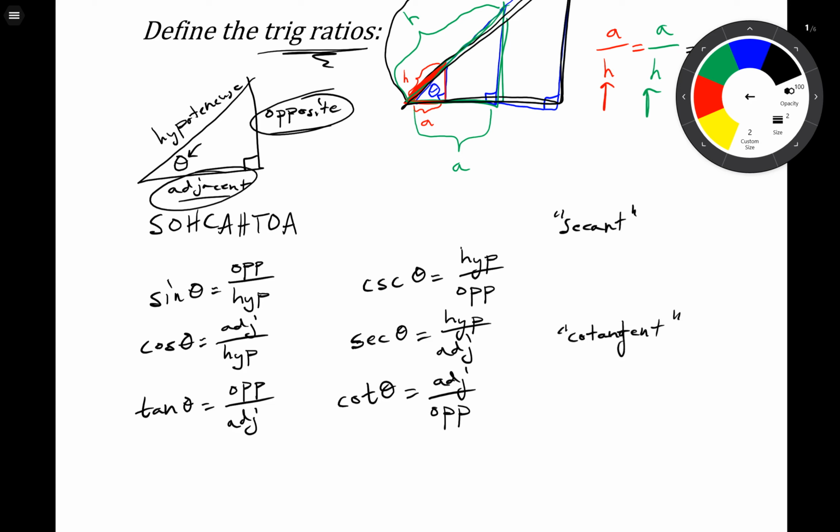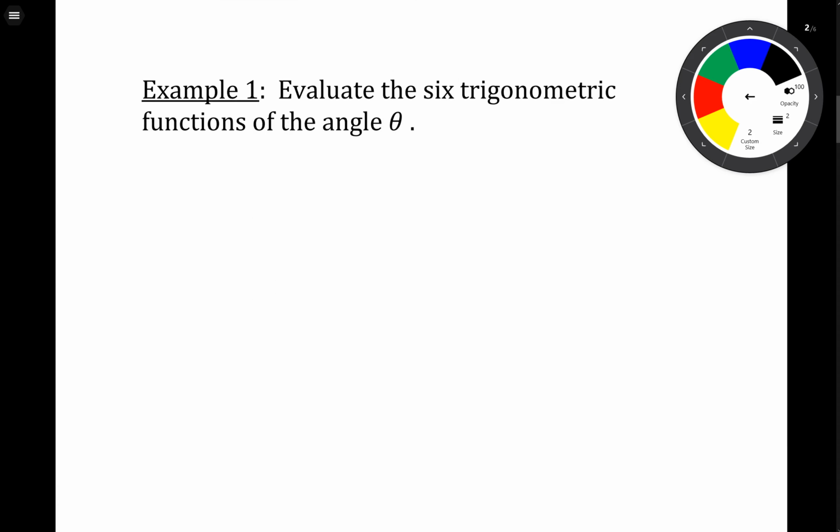So here are the trig ratios. Very important that you know them. The first three you can memorize with SOHCAHTOA. And then the last three, as long as you remember what order they're in, they're just reciprocals of the first three, okay? All right, so let's look at an actual triangle.